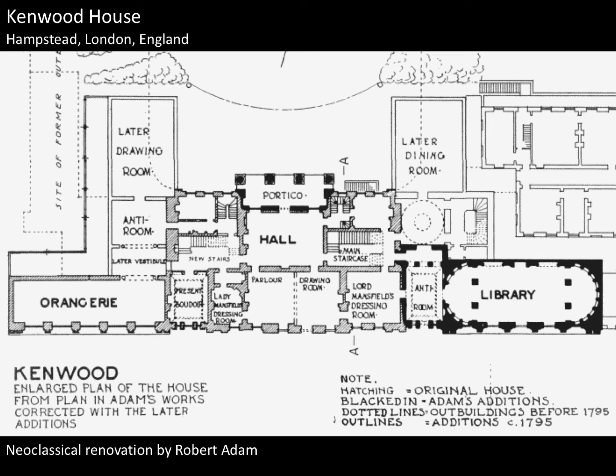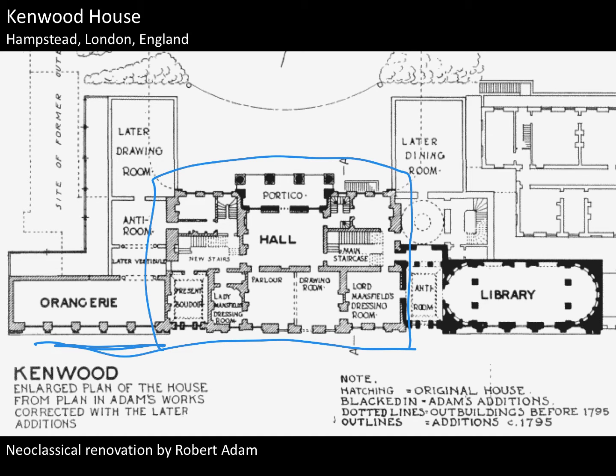We're going to take a detailed look at Kenwood House, which is in England. And this was a house that Adam renovated. The original house included this wing over here, as well as this central house without this front portico area. And Adam also built on this wing of the house. So it's this long symmetrical house that he ended up building. These chunks over here were built after Adam, so we won't pay attention to those.